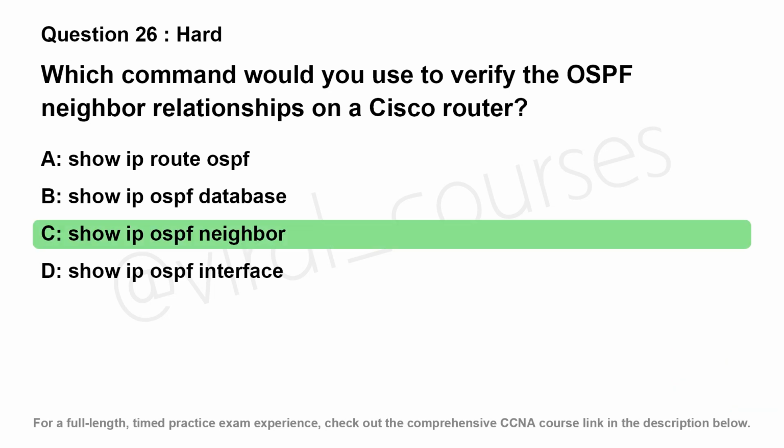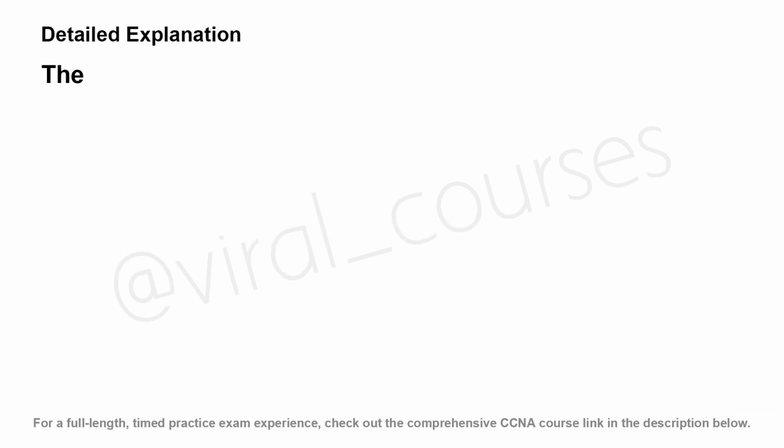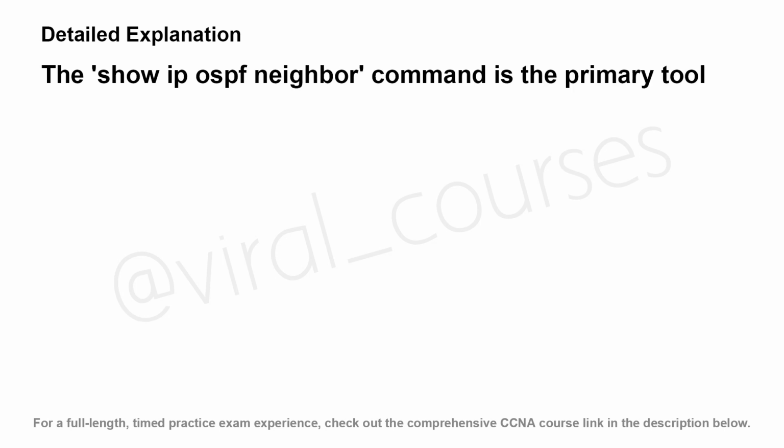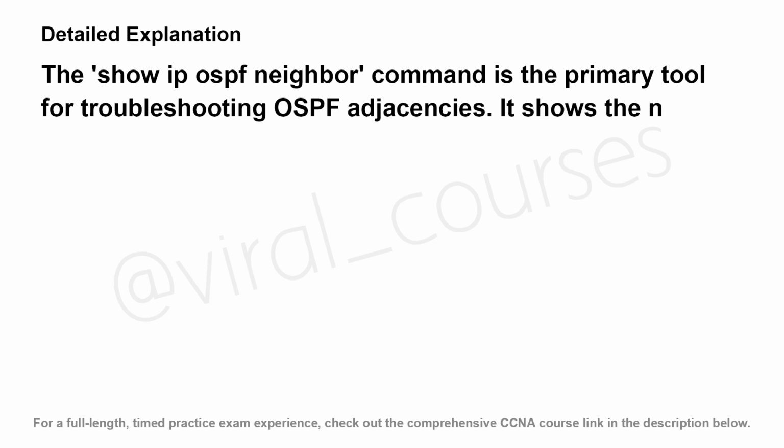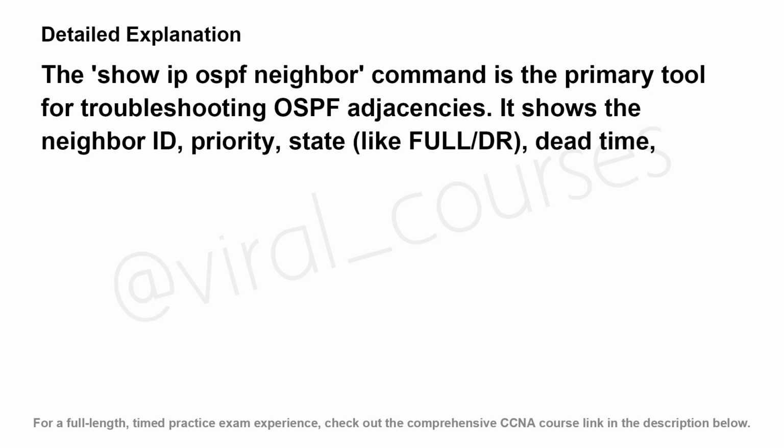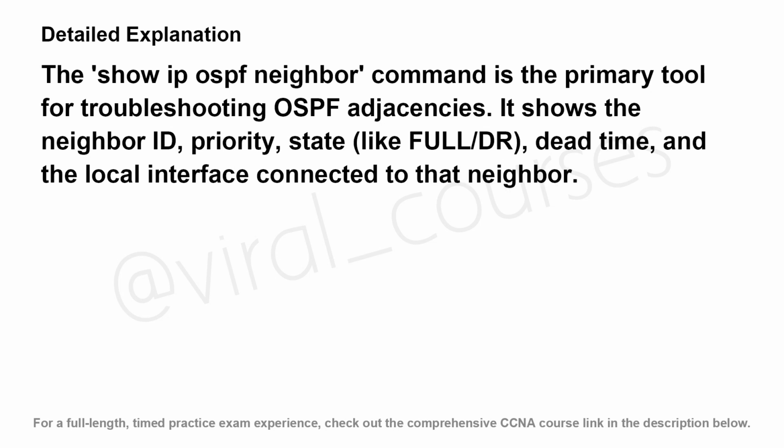The correct answer is C. The show ip ospf neighbor command is the primary tool for troubleshooting OSPF adjacencies. It shows the neighbor ID, priority, state, like FULL/DR, dead time, and the local interface connected to that neighbor.